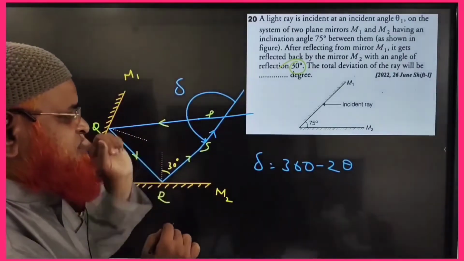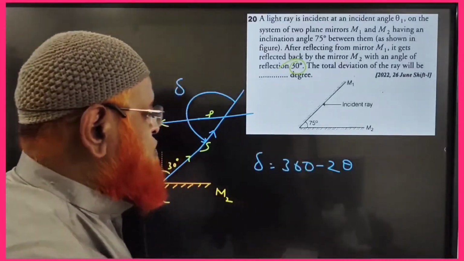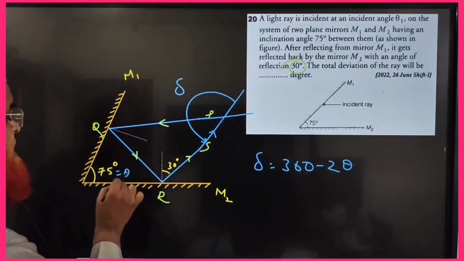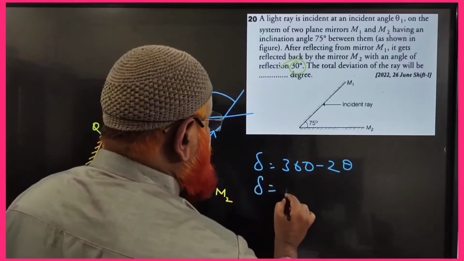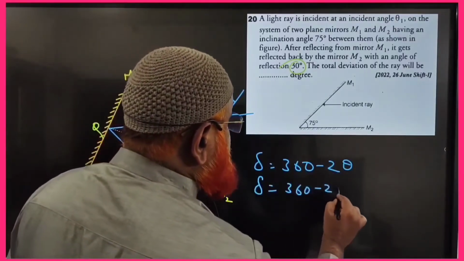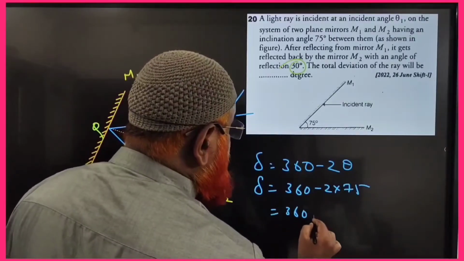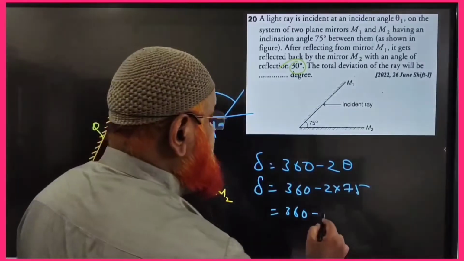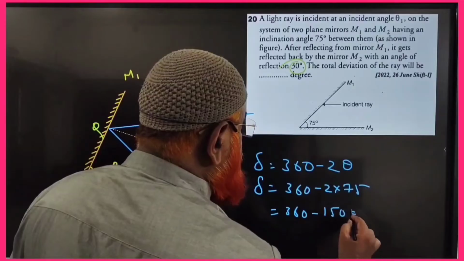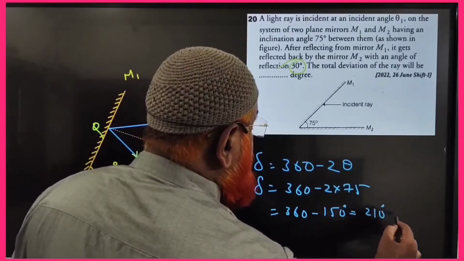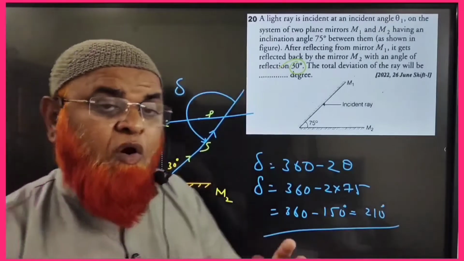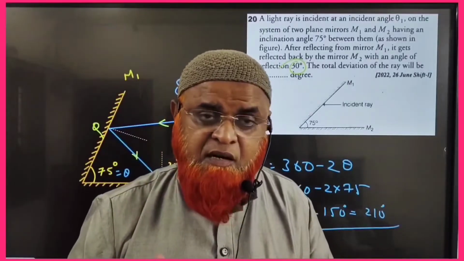Delta is said to be deviation, which is 360 minus 2 theta, where theta is the angle between the two mirrors. Therefore, delta is equal to 360 minus 2 into 75. It is nothing but 360 minus 150 degrees. So therefore, it is going to be 210 degrees. Hence, we got the solution for this type of reflection problems.